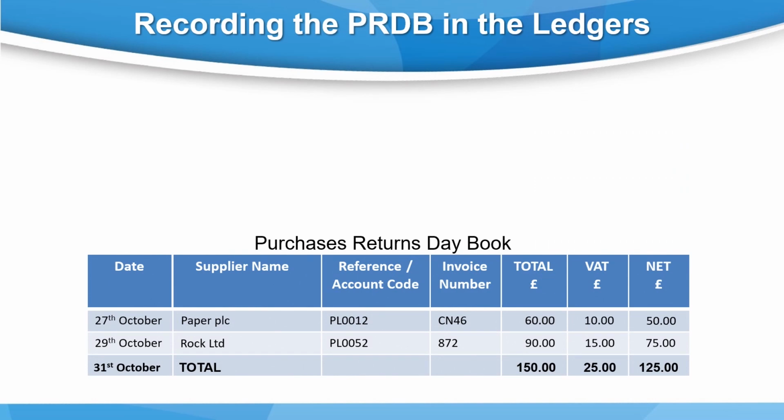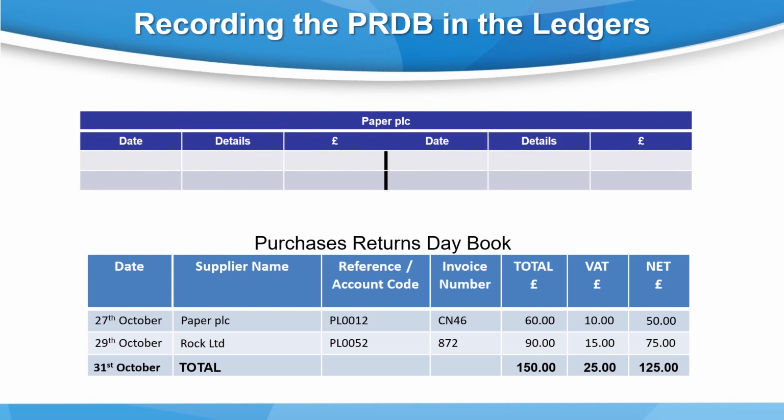Now, we still haven't quite finished. Let's look again at the purchases returns daybook. Of course, we need to record the individual returns to each supplier separately in their own account. And we record the figures in the debit side of each account, just as we did in the payables ledger control account. In the individual supplier accounts, we only need to know what each supplier has been debited, so only the gross figure is needed here.